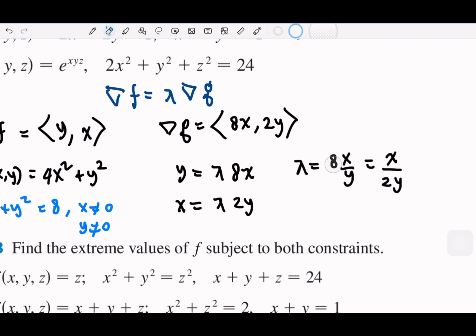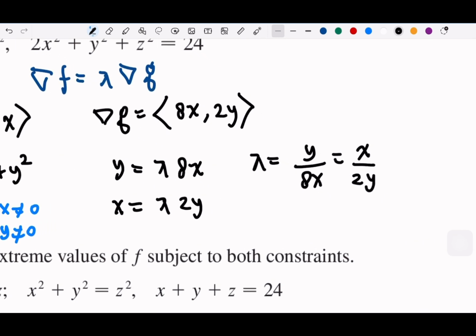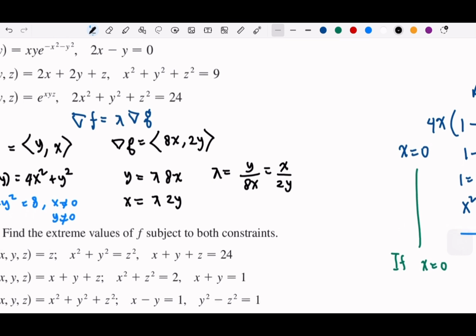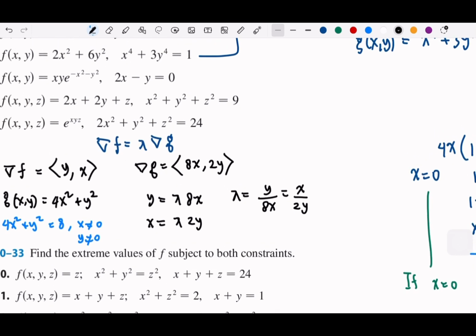Oh, this is wrong. It's supposed to be y, 8x. I think I made a mistake for the lambda before. This should be y over 8x. Okay, we will have a break and continue after this. Finish this part and continue to the next session.